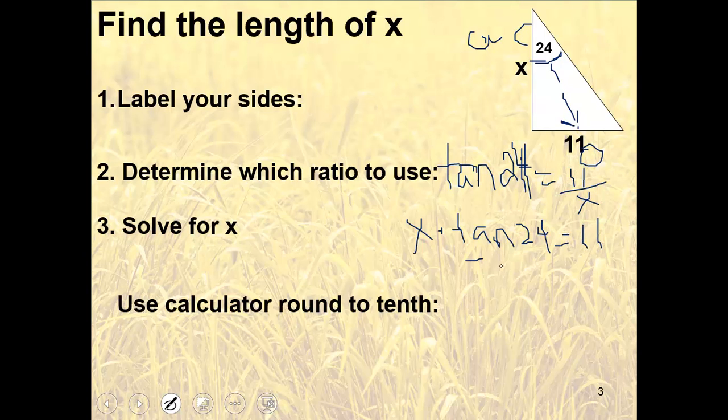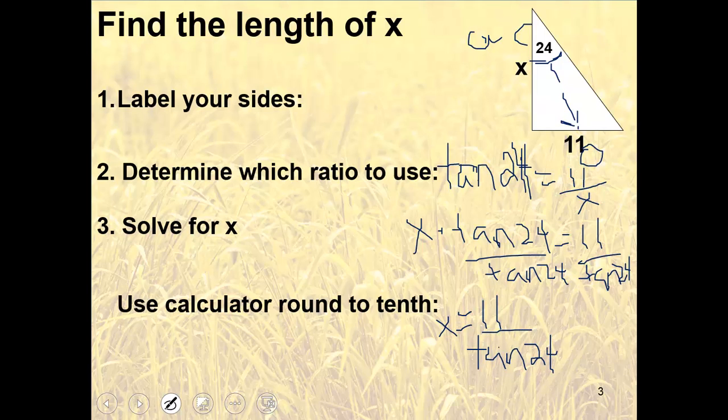Then I'm going to divide both sides by the tangent of 24, and I get x is equal to 11 over tangent 24. So when I use my calculator, making sure that I'm in degrees, I'm going to do 11 divided by tangent 24. And I get 24.7. So x is equal to 24.7.